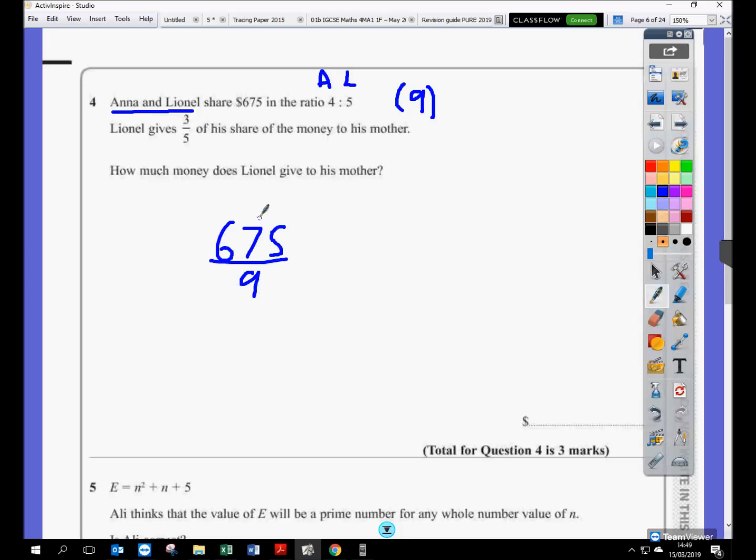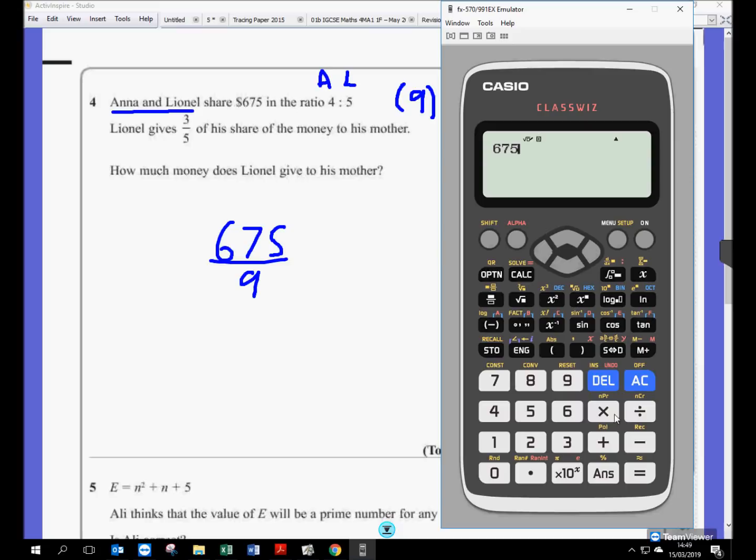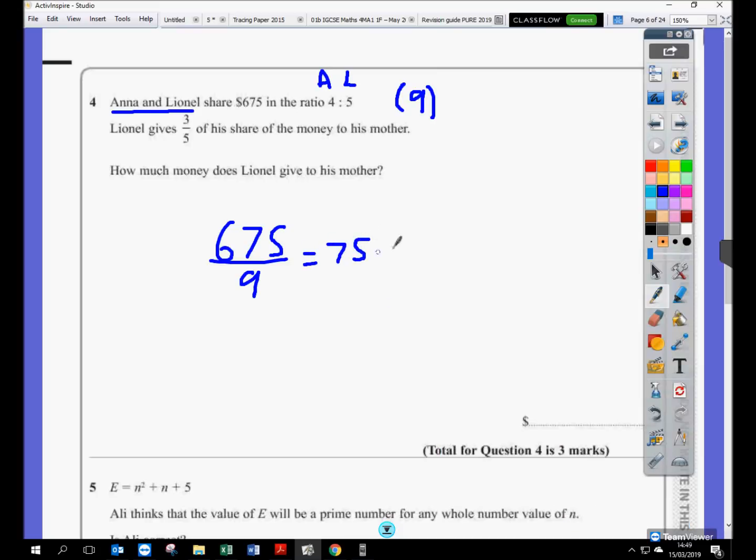675 divided by 9 works out 1 part. And once you've worked out 1 part, you then times it by how many parts Lionel has. So 675 divided by 9 is 75. That's 1 part. And then Lionel has 5 parts. So Lionel has 75 times 5, which is 375.